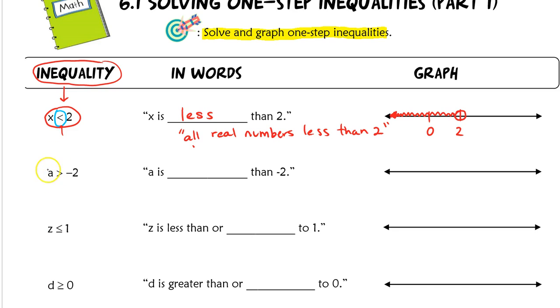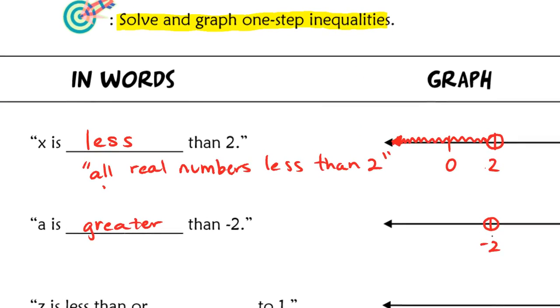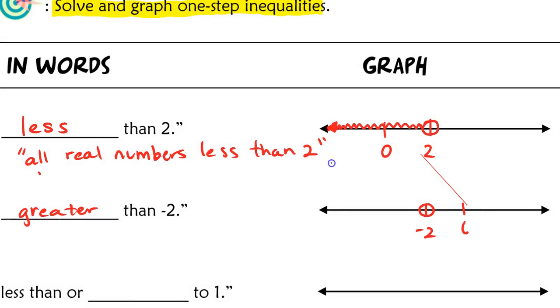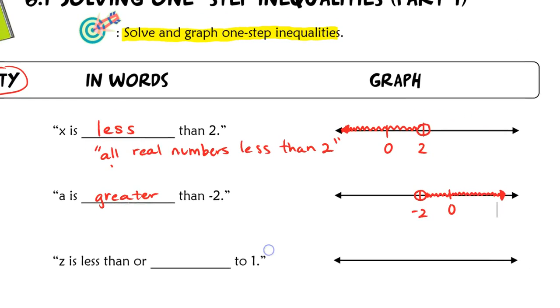Now for the next example, we have a is greater than -2. So we are going to write that out in words as a is greater than -2. So we're going to plot -2 on a number line with an open circle. This time we're going to put 0 to the right of -2, about right here. Then I'm going to shade to the right. These are all numbers that are greater than -2. So I'm shading in the part that makes this inequality true. These are all the real numbers that are greater than -2.